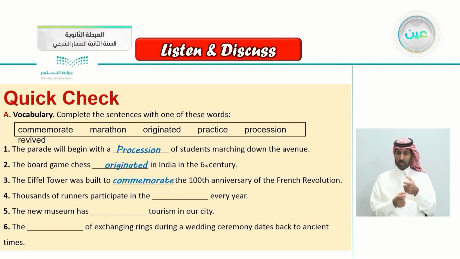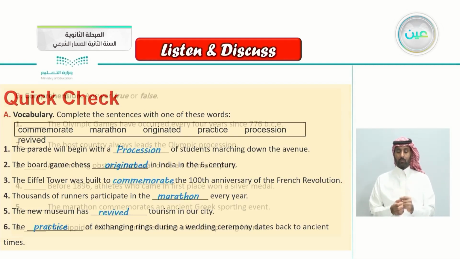Number 4, thousands of runners participate in the blank every year. So, thousands of runners participate in what? That's correct, in the marathon every year. The new museum has blank tourism in our city. The new museum has revived tourism in our city, brought back tourism in our city. Number 6, so the last one here, the practice of exchanging rings during a wedding ceremony dates back to ancient times.